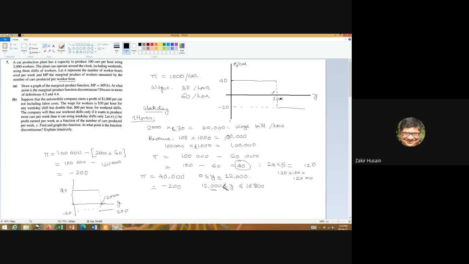So if you produce for the entire 5 days, your profit will be 40 rupees per car. Once you spill over to the weekends, your wage cost is going to go up. As a result, instead of earning profits, you are going to incur losses per car, which is minus 20. So your wage profit function will shift down to this quadrant. It will be a step function. We call this a step function.